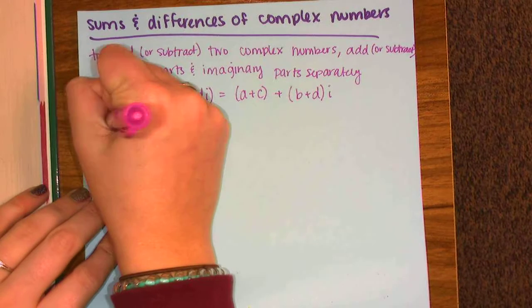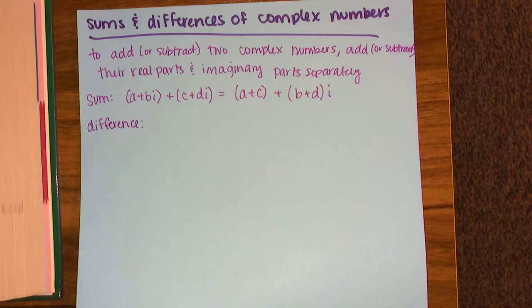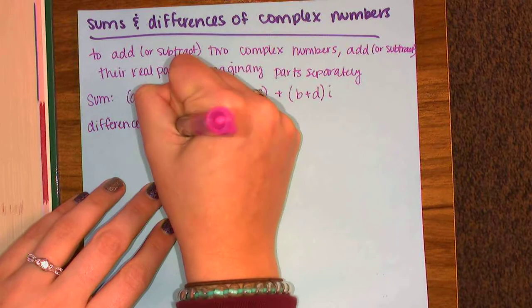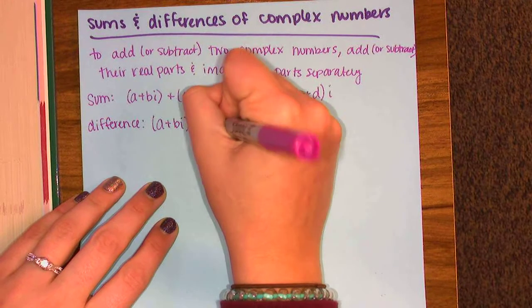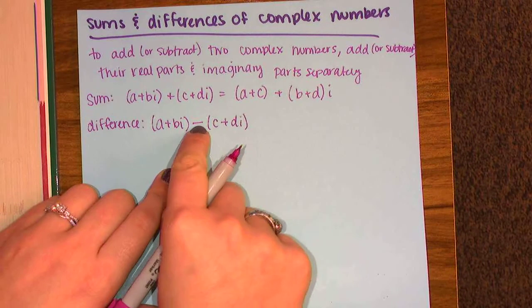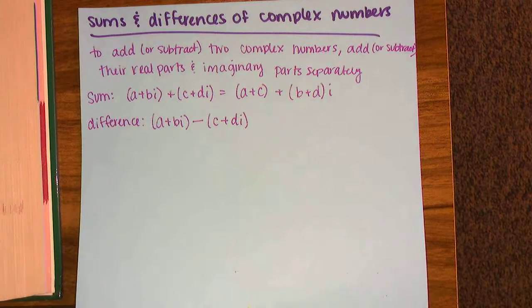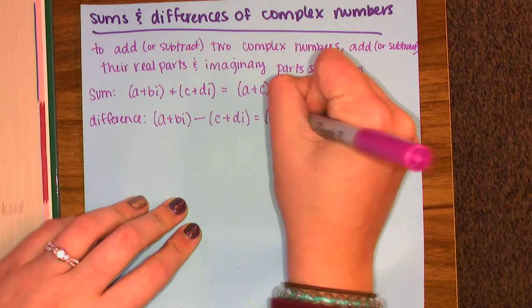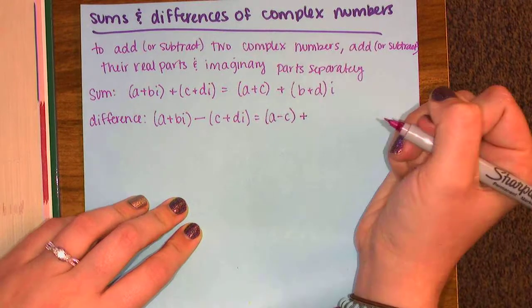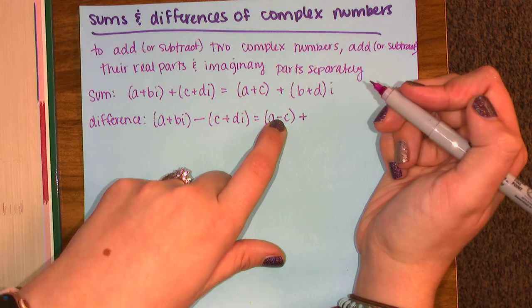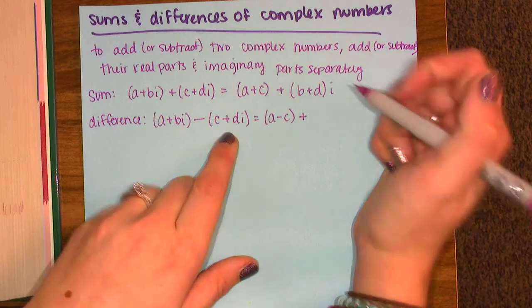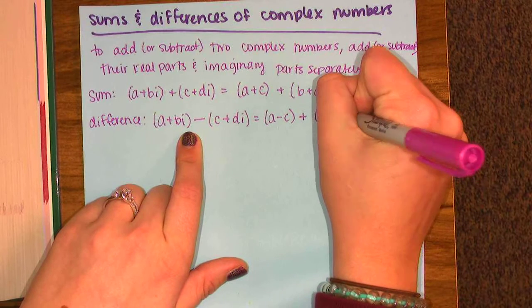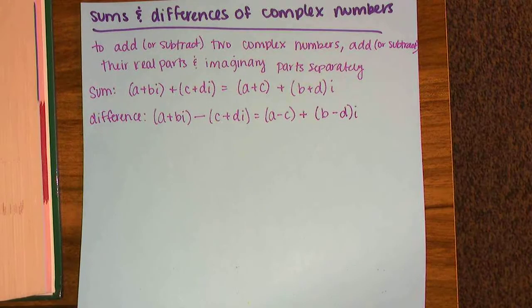Then the difference, A plus BI minus C plus DI. So you have to pay attention to this minus sign here. Make sure you don't lose sight of that, it goes to both pieces over here. So this is going to be equal to A minus C plus, the negative sign doesn't go between. It goes in between the real part and the imaginary parts individually. And then I'm going to have B minus D times I. So that's how you would add or subtract those, as the case may be, if you're asked to do a problem like that.